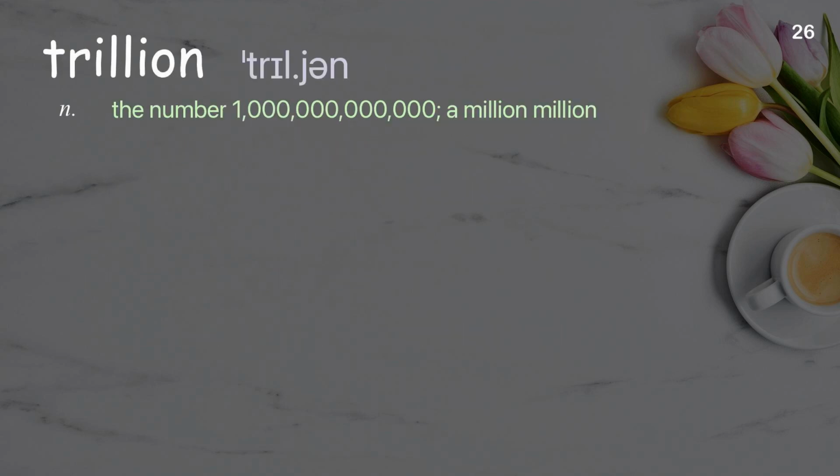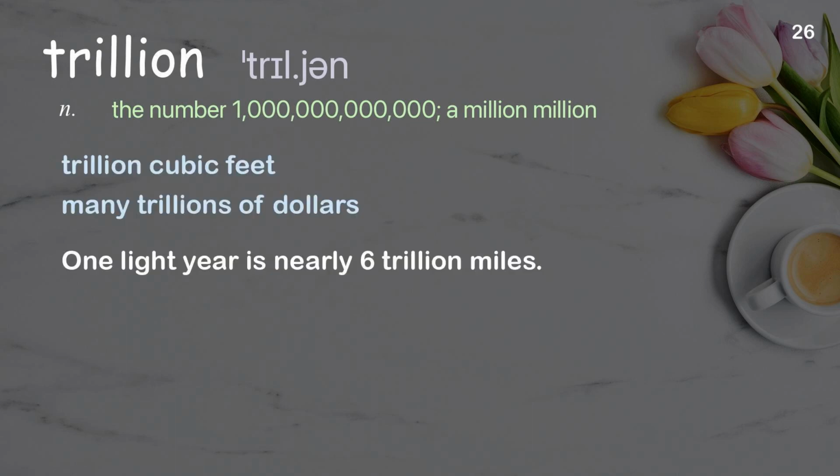Trillion: the number 1 trillion, a million million. Examples: trillion cubic feet, many trillions of dollars. 1 light year is nearly 6 trillion miles.